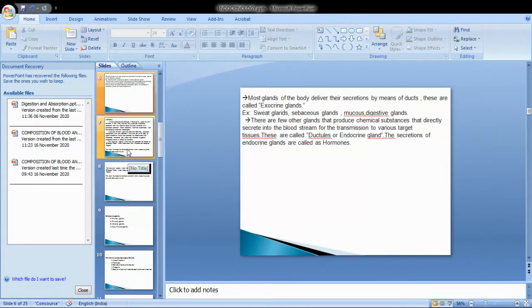Next, most glands of the body deliver their secretions by means of ducts. These are called exocrine glands, as we discussed earlier.